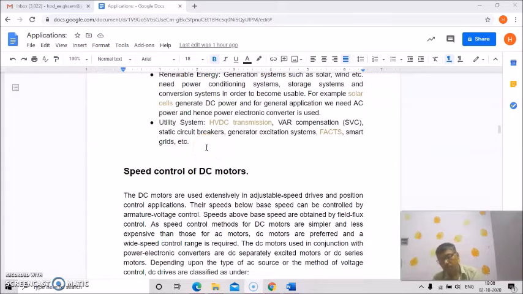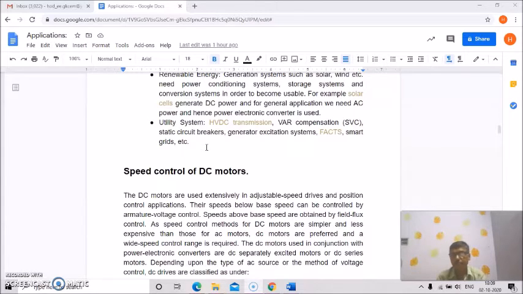So today we will confine our discussions, as stated in our curriculum, firstly to speed control. That is, speed control of AC and DC motors. We'll start with speed control of the DC motors.